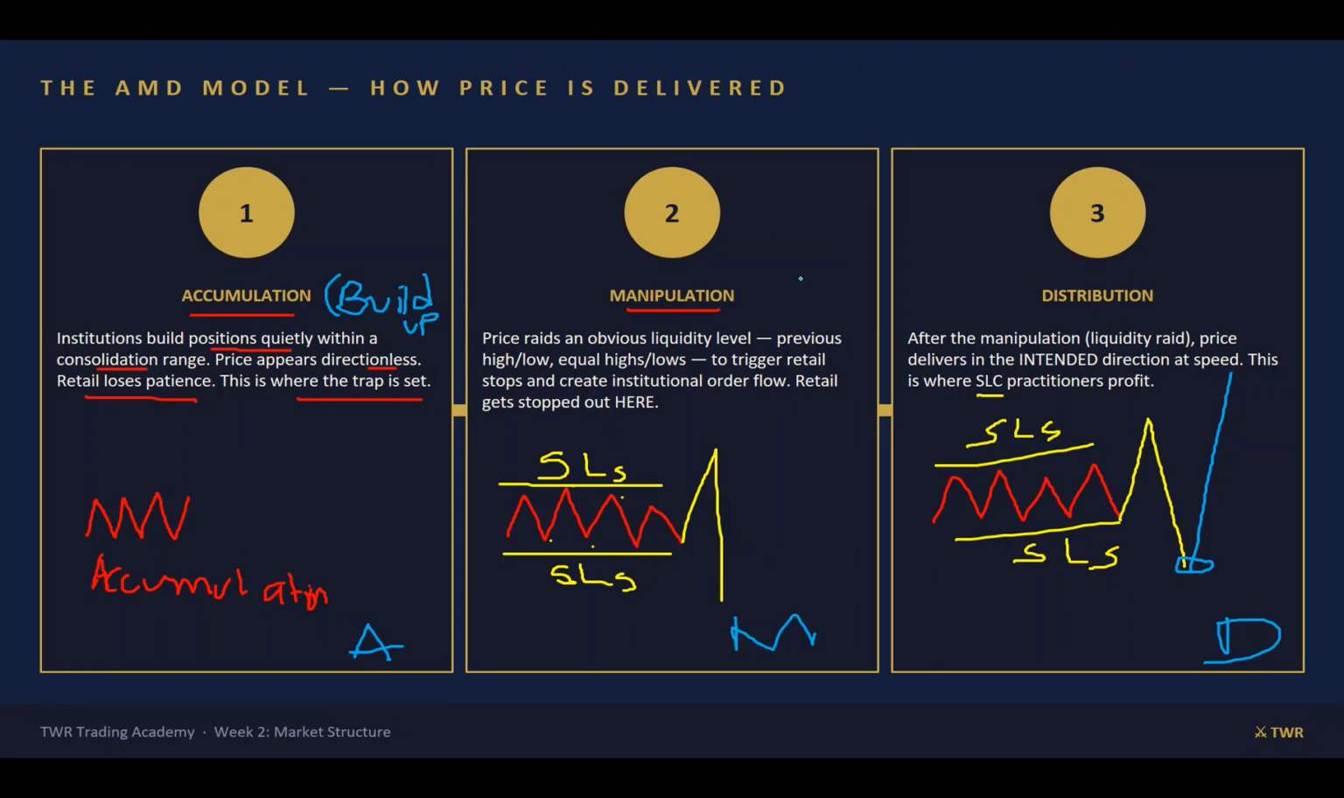Then manipulation is basically the inducement, where the retail traders are taken out. These guys are taken out and these guys are taken out. Then now distribution: the real move plays out. Okay, we're going to see how it happens on the charts.